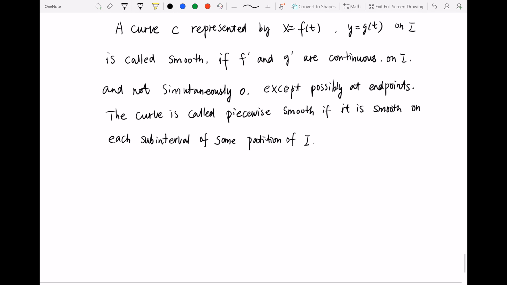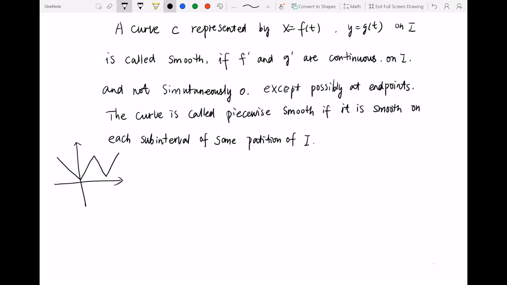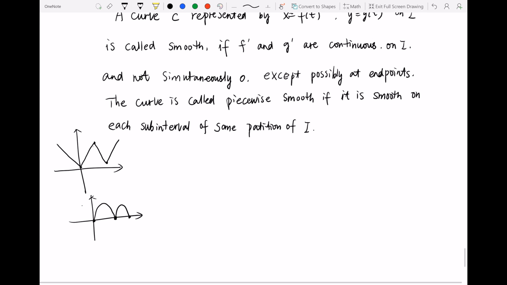Okay, for example, if you have something like this, it's smooth here, but not at this point, not at this point, not at this point. Okay, it's not smooth at this point because there is a sharp change here. So sometimes you may have a piecewise curve like this, going like this, like this. Okay, it's smooth on this half circle, but not at this point, not this point, not this point. It's not smooth there. Okay, so it's piecewise smooth.